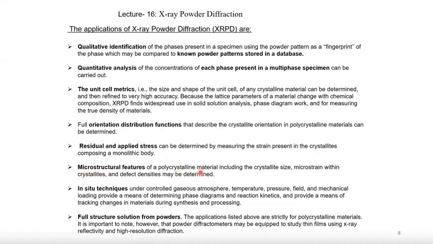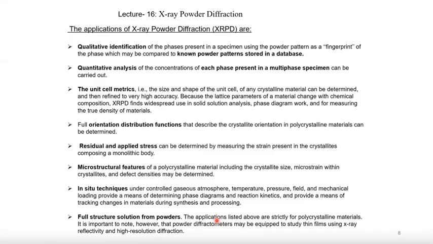Microstructural features, then in polycrystallites, crystallite size, microstrain within crystallites, defect densities may be determined also. We can also do in situ experiments, that is, we control gas atmosphere, temperature, and pressure while taking the powder pattern, and do the synthesis of the material. Full structure solution from powder pattern.